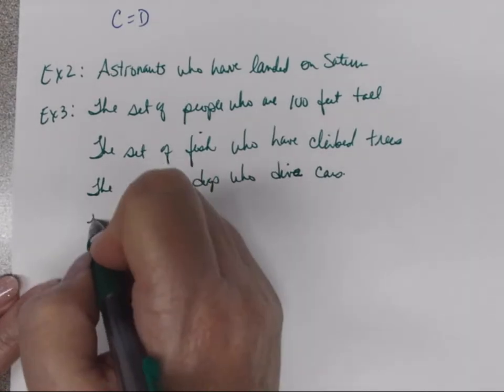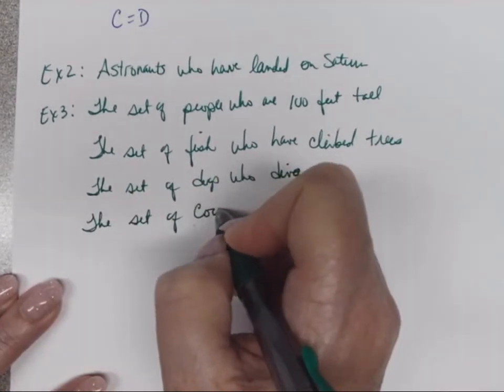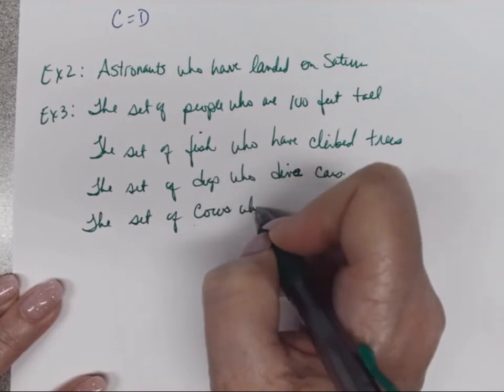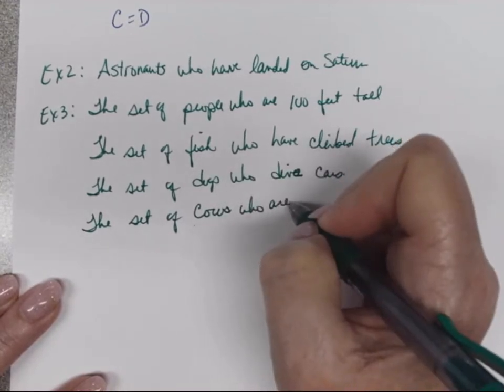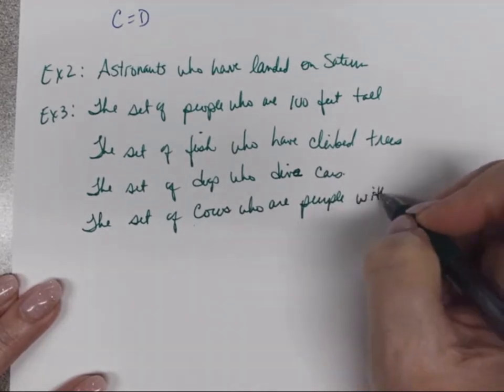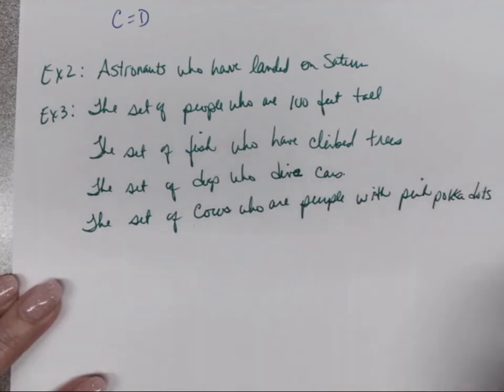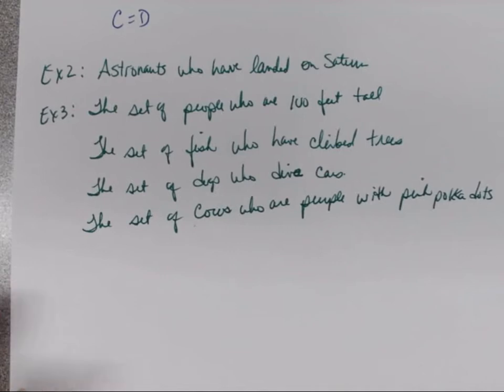Or the set of cows who are purple with pink polka dots. Usually we see black and white cows, brown and white cows, black and white and brown, but we don't normally see the set of cows who are purple with pink polka dots.